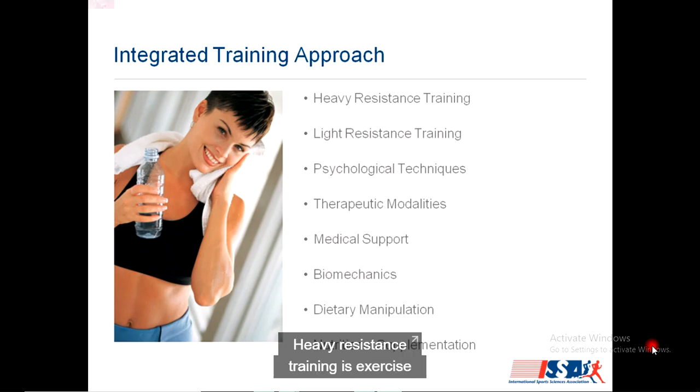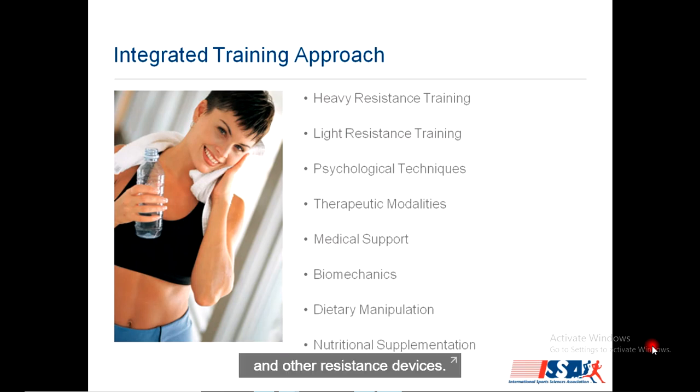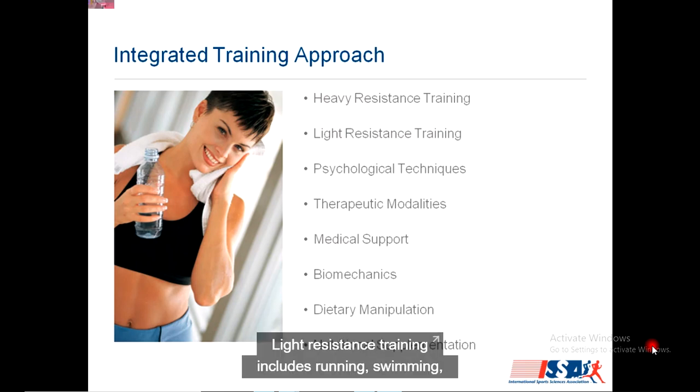Heavy resistance training is exercise with heavy external resistance, such as dumbbells, barbells, and other resistance devices. Light resistance training includes running, swimming, calisthenics, aerobic dance, and more. Psychological techniques include self-hypnosis, mental imagery training, meditation, and other methods for focusing and improving strength.